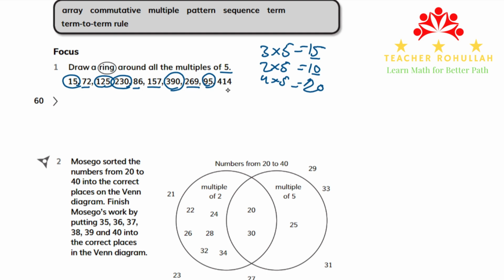95 is a multiple of 5. But 414 is not a multiple of 5 because it's not ending in 5 or 0. We have to remember that multiples of 5 either end in 5 or in 0. In a different term, multiples of 5 have either 5 in the ones place or 0 in the ones place. Well, we are done with question 1. Let me move to question number 2.